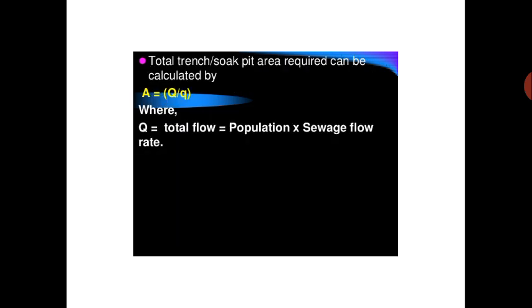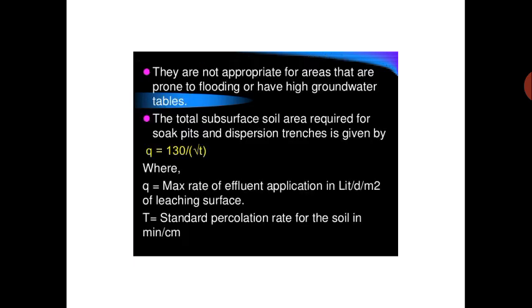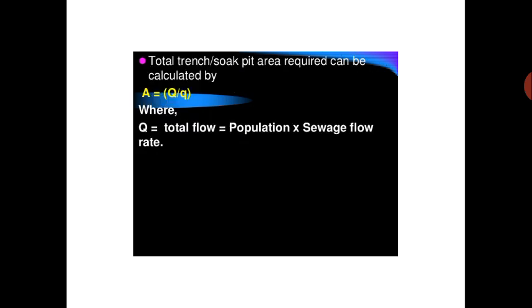The total trench or soak pit area is calculated as A equal to Q by small q, where Q is the total flow. The small q can be calculated with 130 by square root of T. If you know the percolation rate, this can be easily calculated.